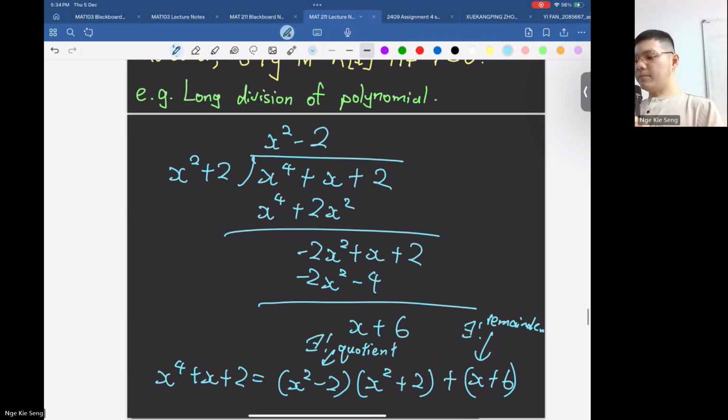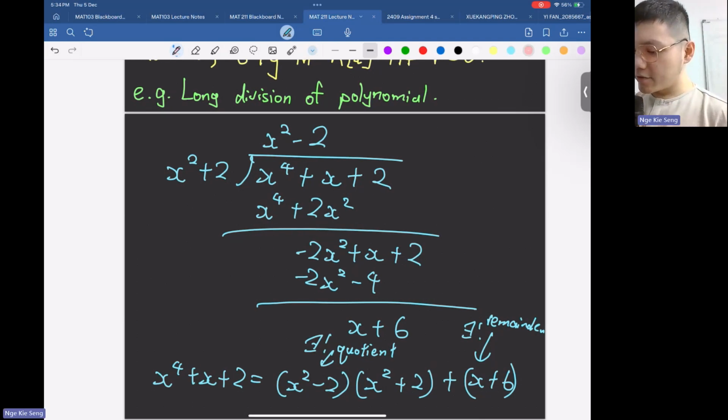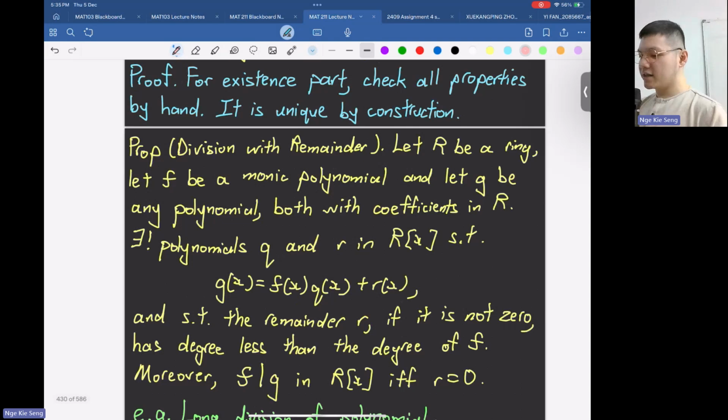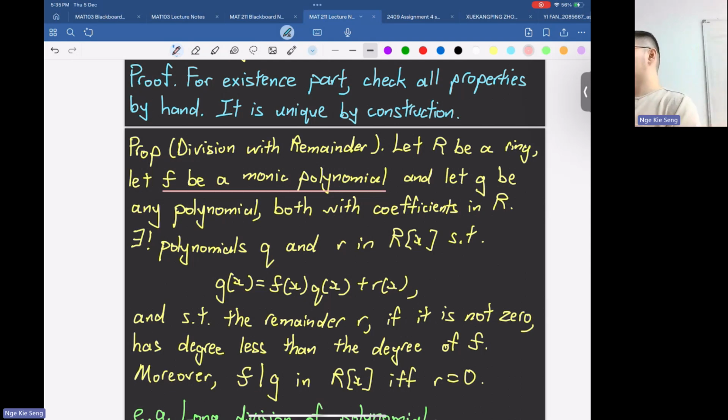Okay, it's unique. Note that we are using a monic polynomial here. Otherwise, if I put a 2 here, what do you need to put? You need the existence of a half. But this is not always true in a ring, because a ring doesn't always have a multiplicative inverse. So that's why this proposition starts with a monic polynomial. With monic, you don't need to care about taking a multiplicative inverse. Otherwise it will be a trouble.